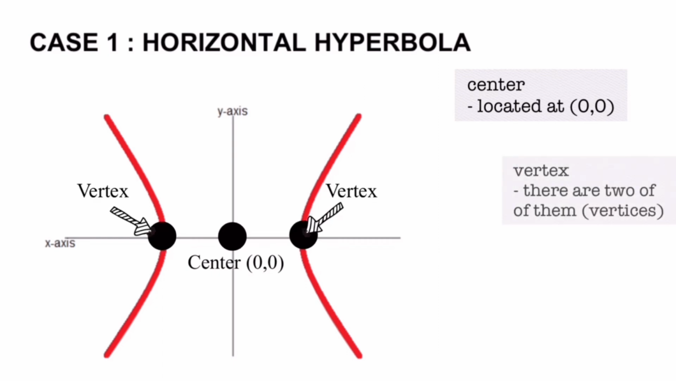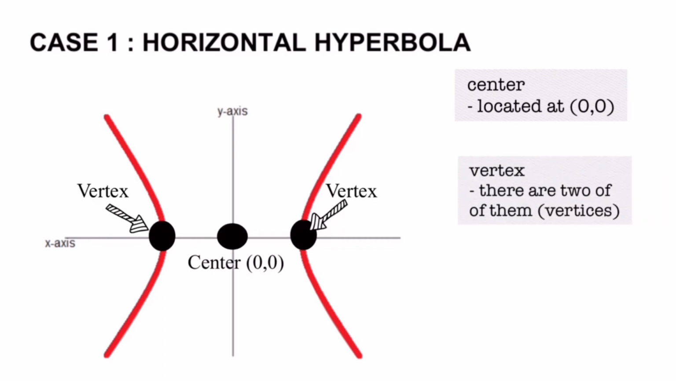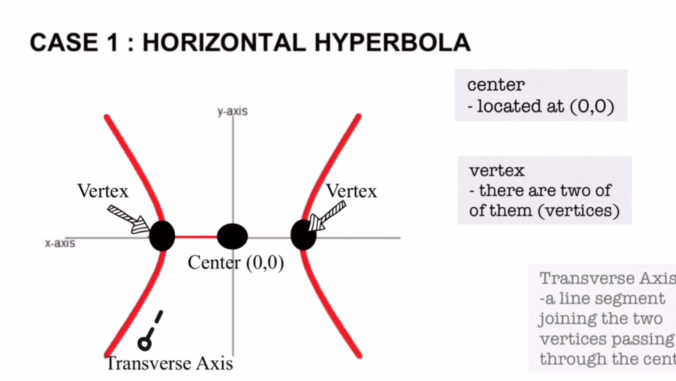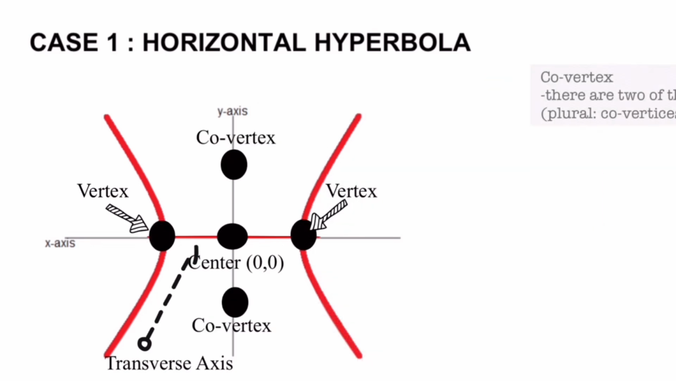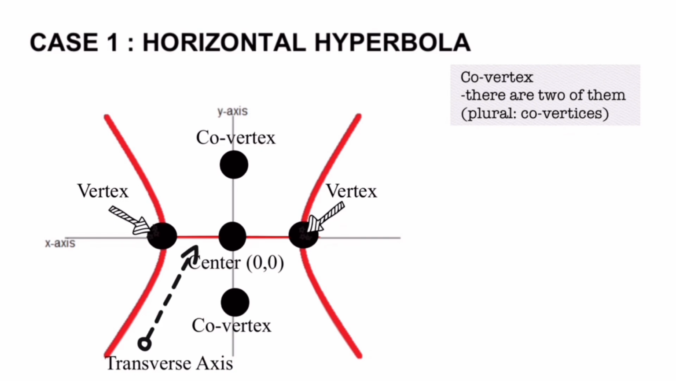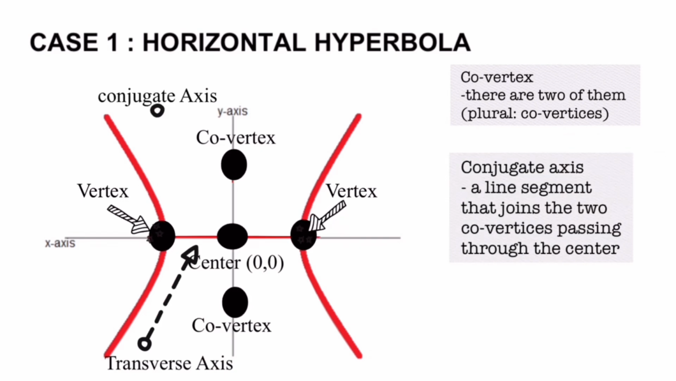Another part is the vertex. There are two of them. We call them vertices. Another part is the transverse axis. The transverse axis is the line that connects the two vertices passing through the center. Another part is the co-vertex, and there are two of them. We call them co-vertices. Another part is the conjugate axis. This is the line connecting the two co-vertices passing through the center.